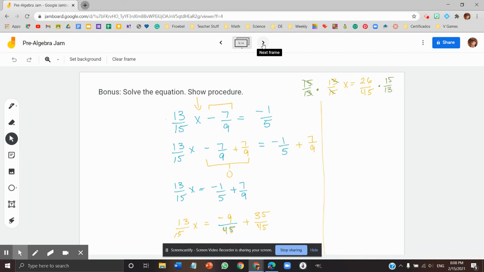And I can try to simplify, right? I can try to simplify 26 and 13. They're both divisible by 13. 26 divided by 13 is going to be 2. We'll put a 2 there. And 13 divided by 13 is going to be 1. And 45, I can divide this by 15, right? So 45 divided by 15 is going to be 3. And 15 divided by 15 is going to be 1.